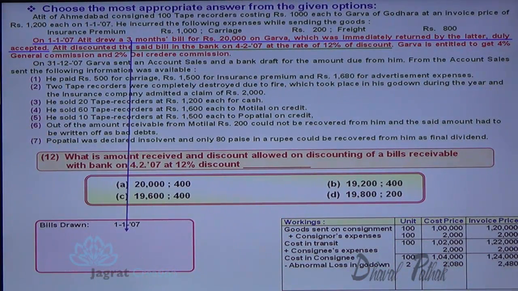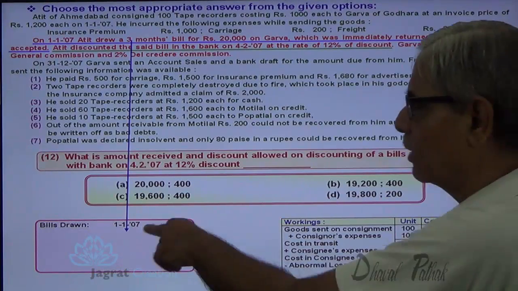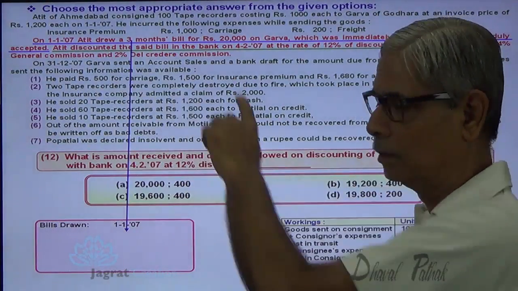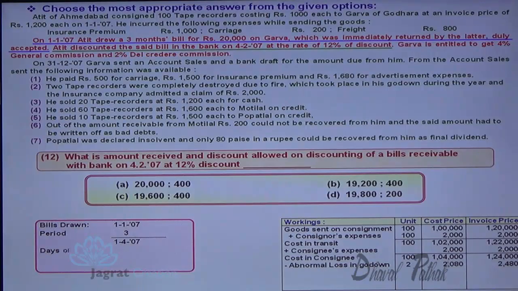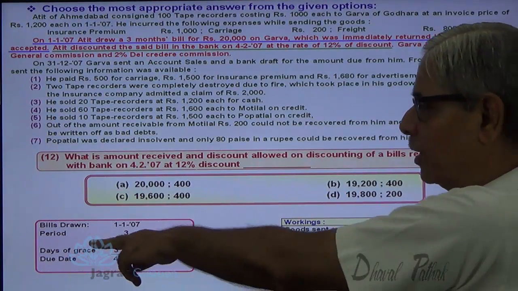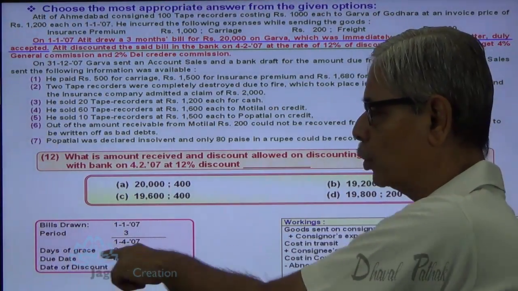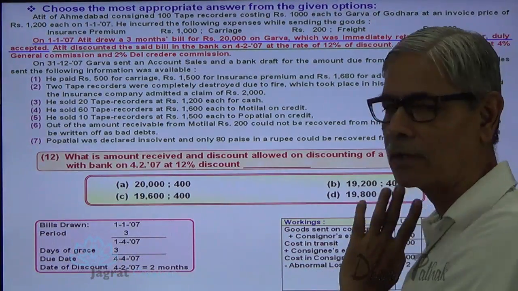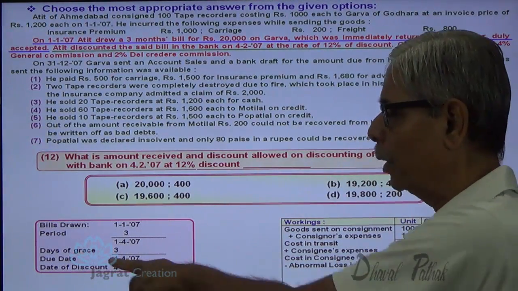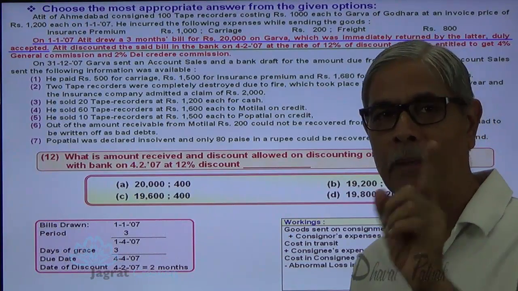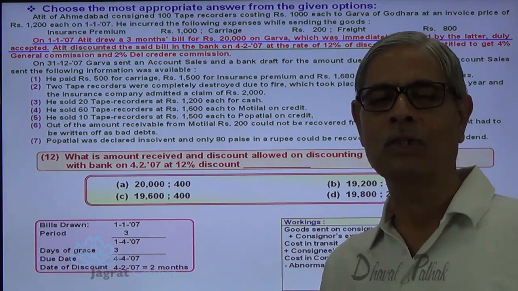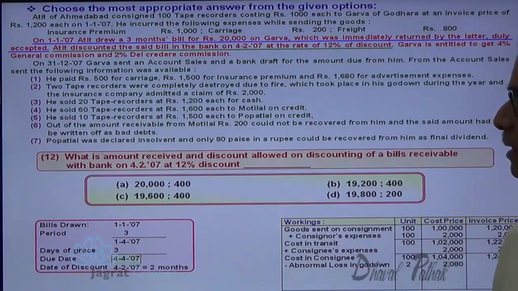Bill is drawn on 1/1/2007. Bill is drawn for 3 months. So 3 days of grace are added. So due date of the bill is 4th of April. The bill is discounted on 4th of February, so 2 months prior to the date of maturity. So 2 months discount will be calculated.